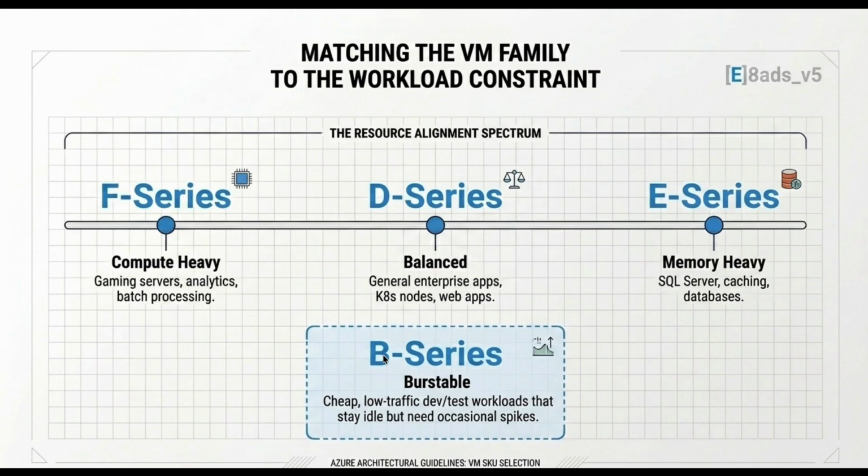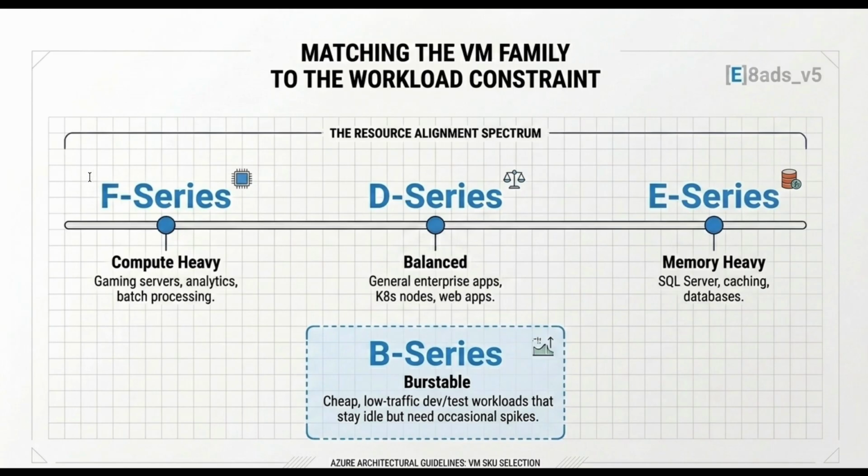You can go with B series, and these are recommended only for dev testing environments. They are very good for dev test, domain controllers, small websites, low traffic applications, but not ideal for heavy production workloads. And in the middle we have the D series. D series is most commonly used in Azure VM families. It has balanced CPU and memory, perfect for web applications, your enterprise apps, backend servers, Kubernetes nodes, and medium workloads.